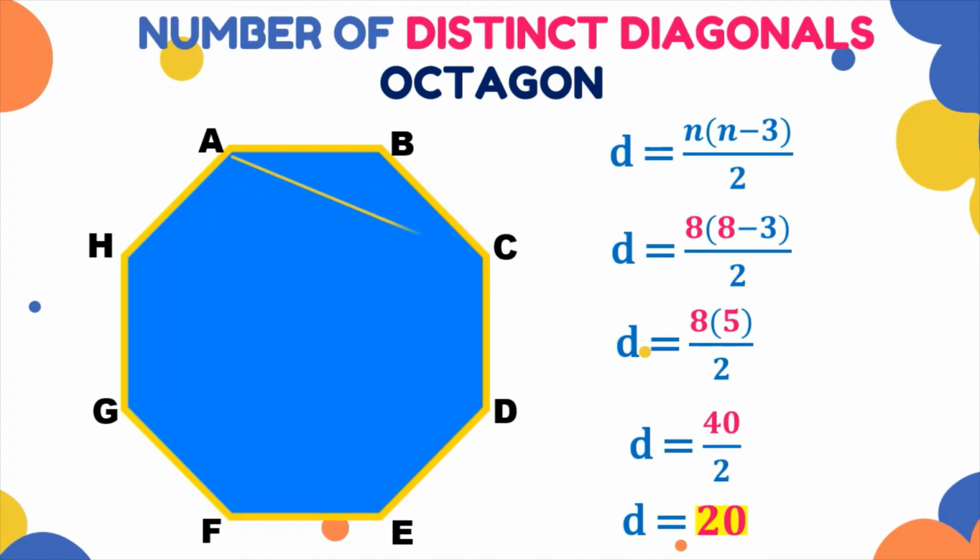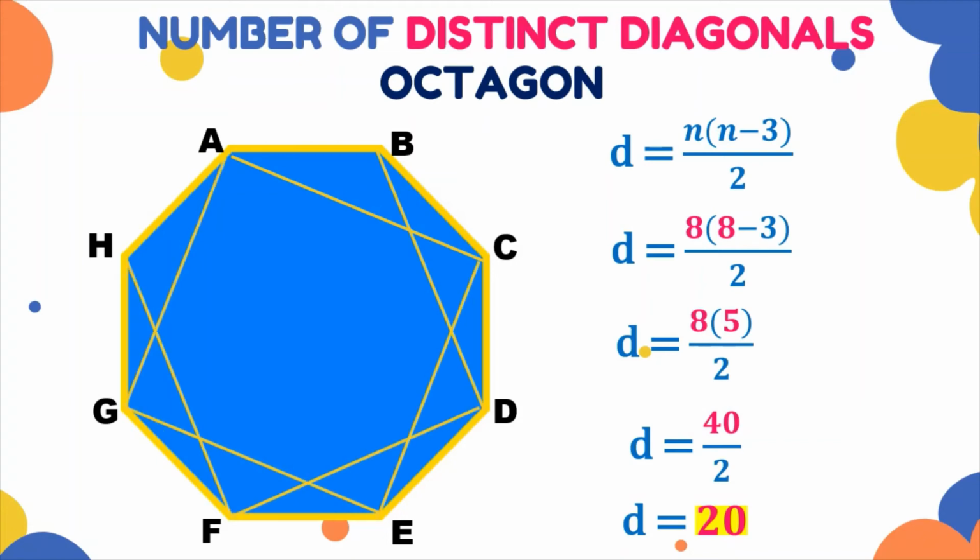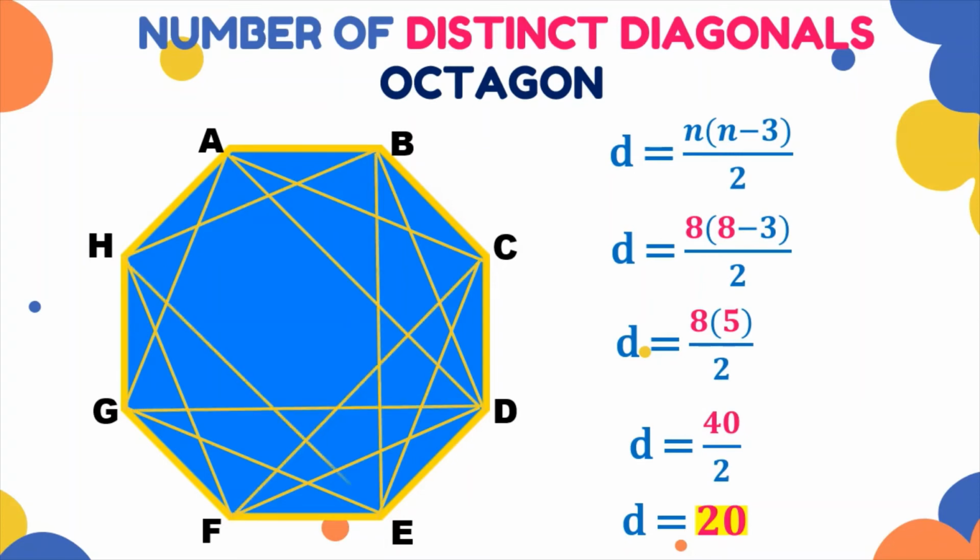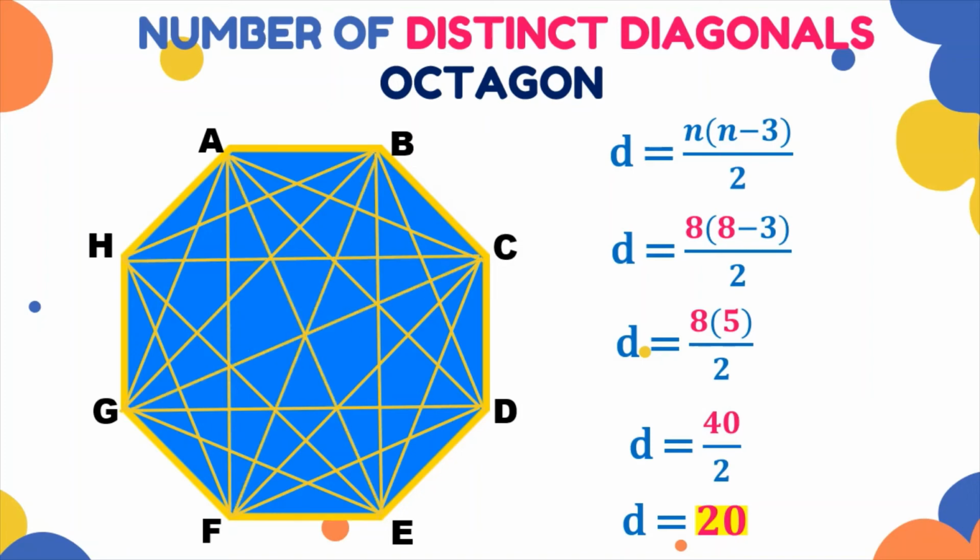1, 2, 3, 4, 5, 6, 7, 8, 9, 10, 11, 12, 13, 14, 15, 16, 17, 18, 19, 20. Okay, we have 20. Kung mapapansin nyo, bawat vertex, lima. Bawat isang vertex, limang diagonal yung nagawa. I-check natin kung tama siya mamaya. So, ito, 1, 2, 3, 4, 5.